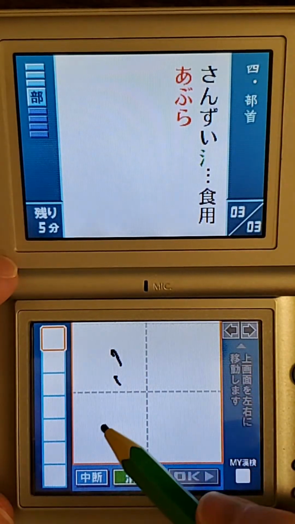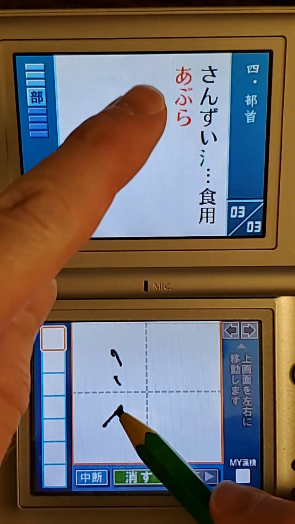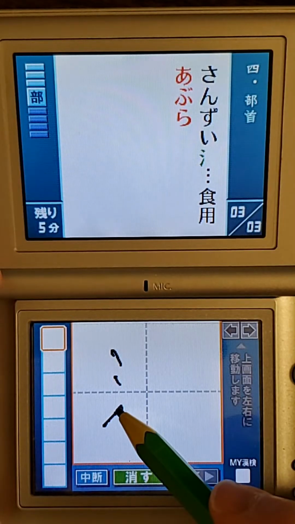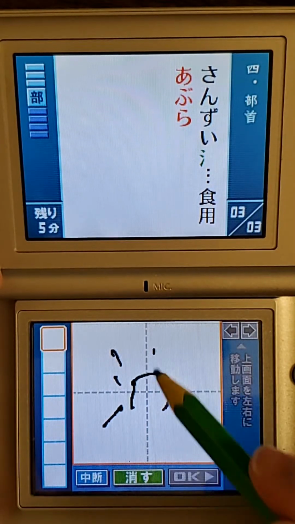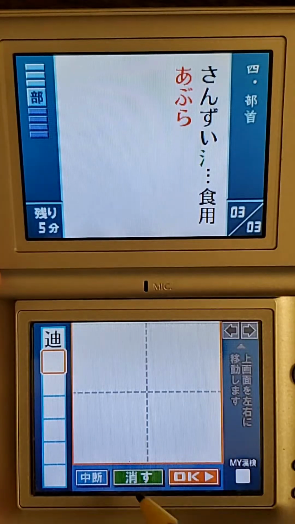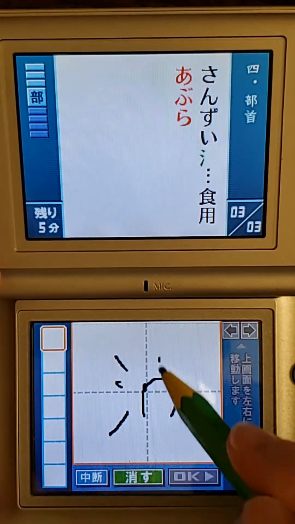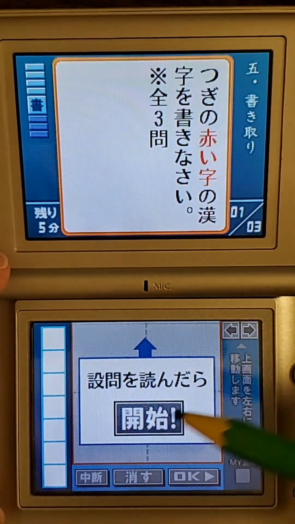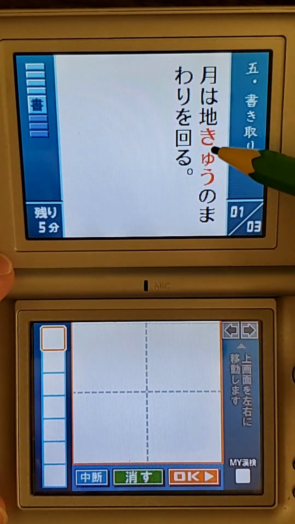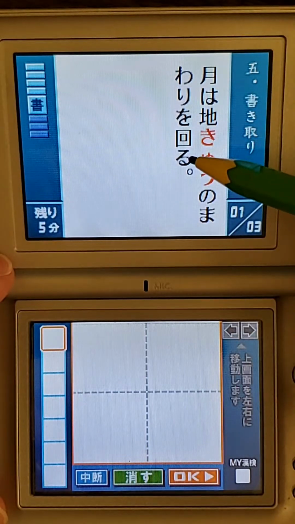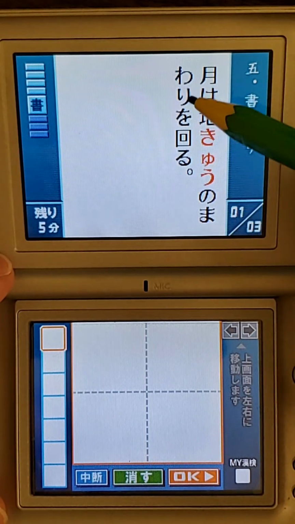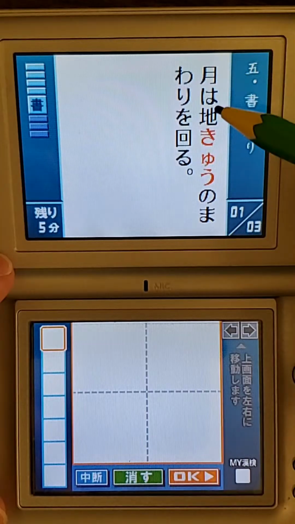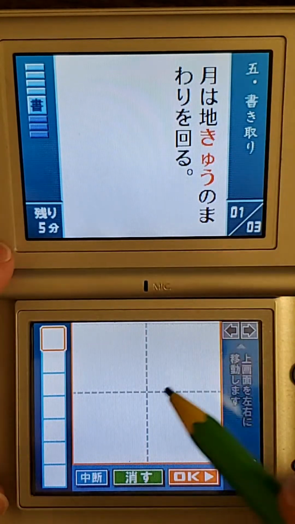Let's see, so sanzui, so we got shokuyo abura. So we want to write abura. I think it was just this, abura. Not that. Yes, that. All right. 月は地球の周りを回る。Okay. 月は地球. So the Earth 地球. So we want to write.